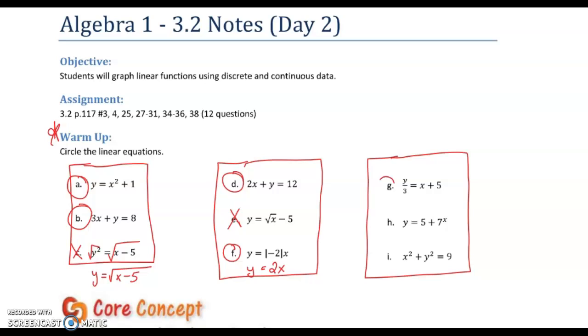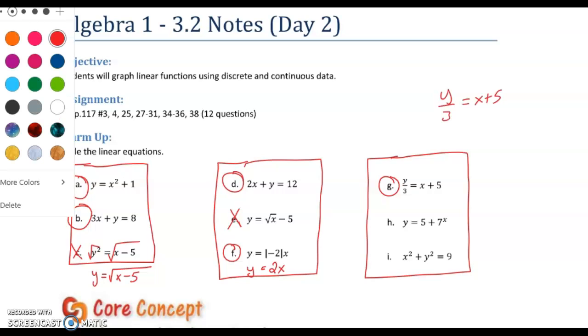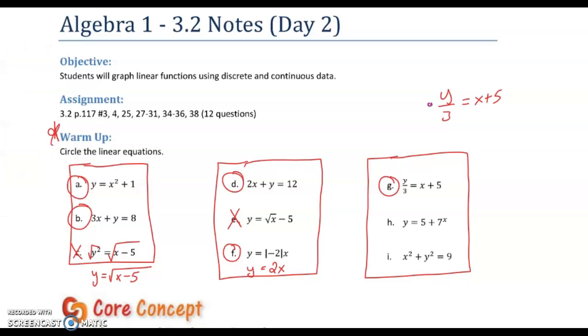All right, so G is a linear equation because you could multiply both sides by 3, and what that would look like is you would times by 3 and then times this side by 3, and so you get 3x plus 15, and that is in y equals mx plus b form. H is not a linear function because you cannot have the x in the exponent, and I is not because you cannot have x squared or y squared either. This is actually the graph of a circle. All right, so a little bit of review for us.